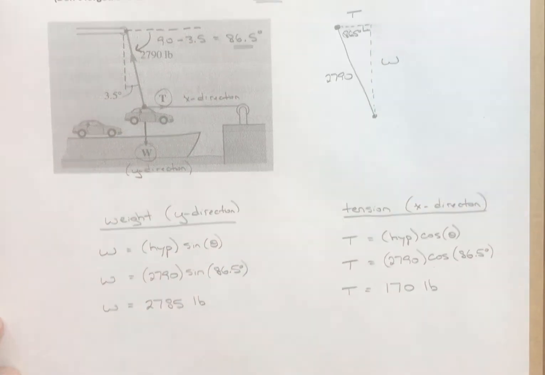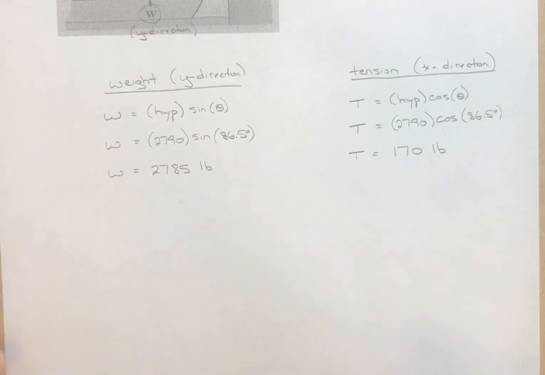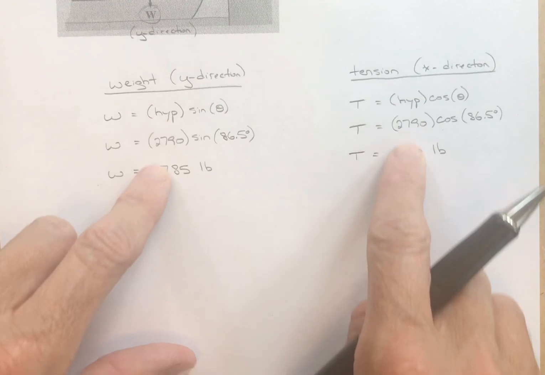107. Whoops, a little bit off. Let's go back. Make sure you can see. There we go. Sorry about that. I think I didn't move my screen up very well. So there's my tension and my weight.